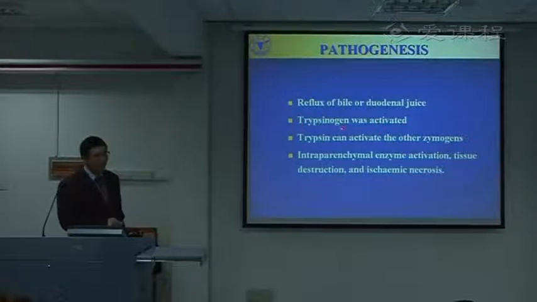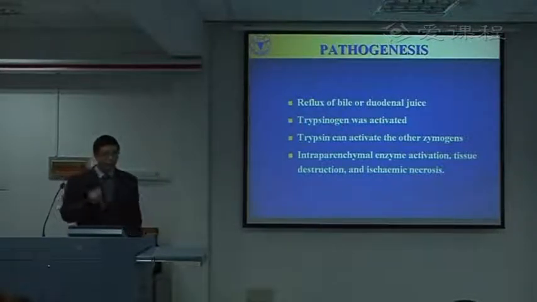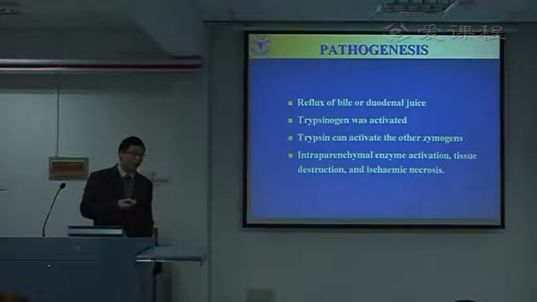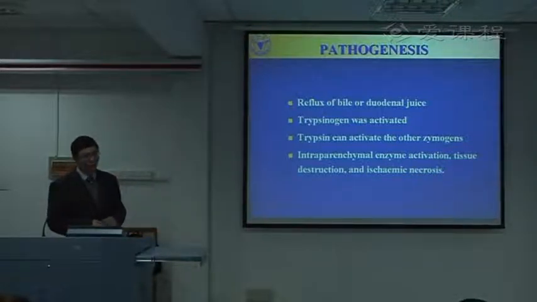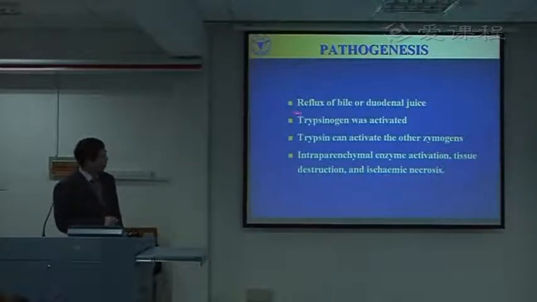After a meal or after alcohol, we will vomit. When vomiting, the pressure in the GI tract, the duodenum and the stomach, is very high. So the duodenal juice, the intestinal juice, and the gastric juice will enter the pancreatic duct. So the enzyme is activated in the pancreatic duct. Mainly, the first activated enzyme is trypsinogen.